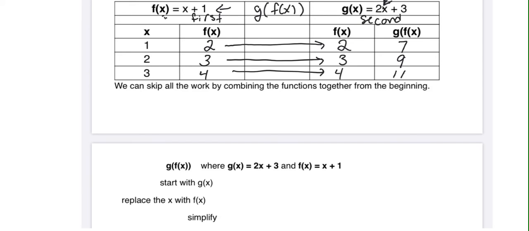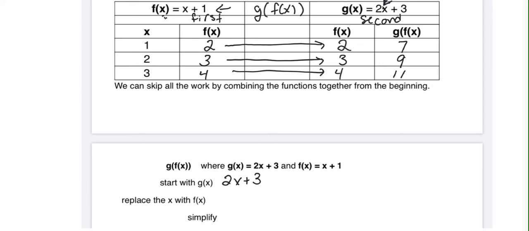Okay, so now you can see that's a little extra work. We can actually skip some of that work by combining the functions together from the beginning and then solving. So we'll do that right down below. We're going to start with our g of x function, so 2x plus 3.